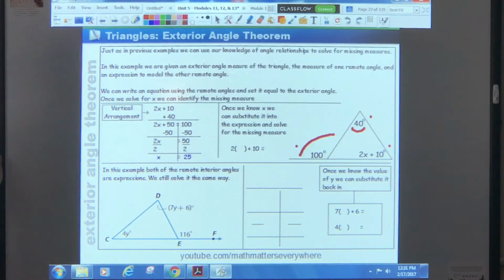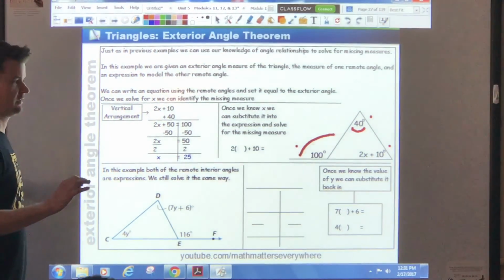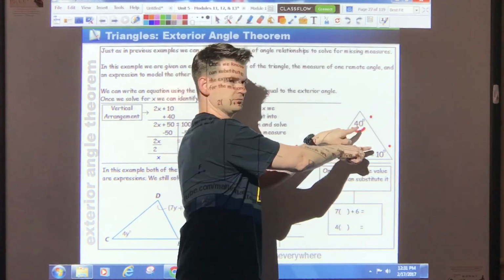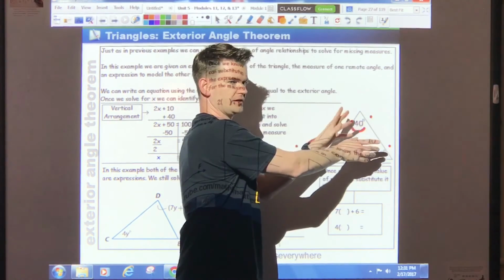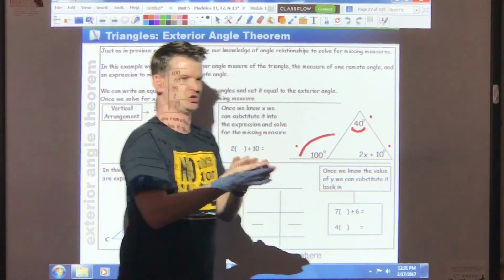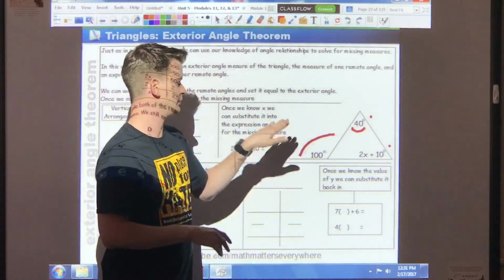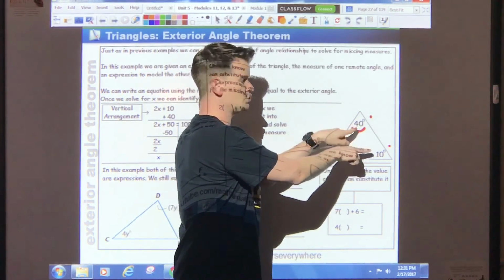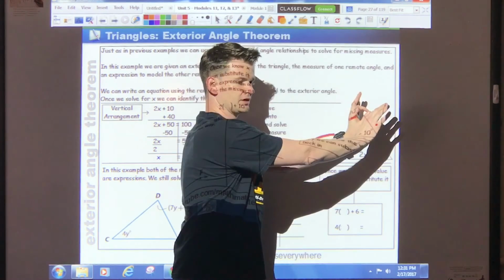You'll always be given enough information to solve it. You'll always have something. This could be an expression, and maybe you have these two, right? Something like that. But either way, you'll have enough information to solve it. Just realize that when you're dealing with the remote angle, you're going to set whatever's outside equal to the two angles on the inside, the remote ones.